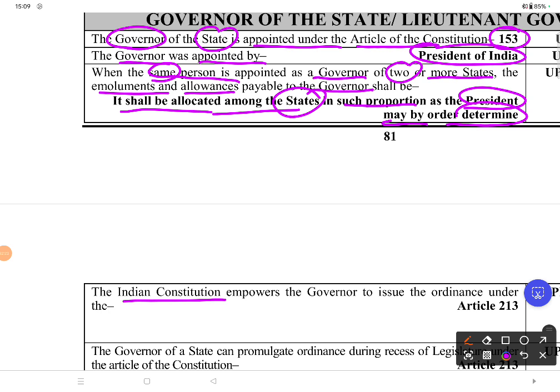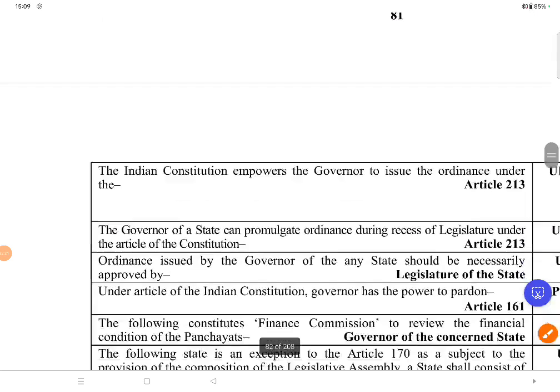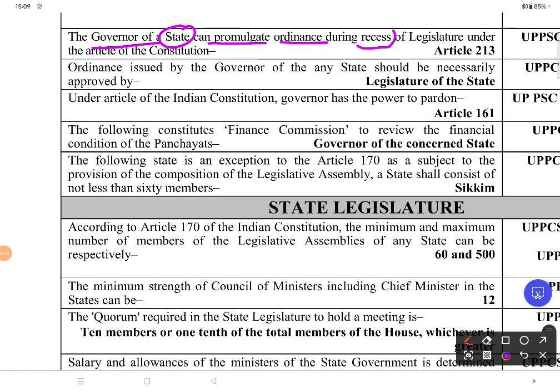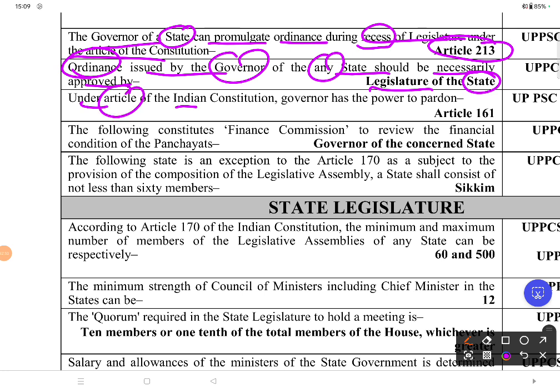The Indian Constitution empowers the Governor to issue ordinances under Article 213. The Governor of a state can promulgate an ordinance during the recess of the legislature under Article 213. The ordinance issued by the Governor of any state should necessarily be approved by the legislature of the state. Under the Constitution, the Governor has the power to pardon.